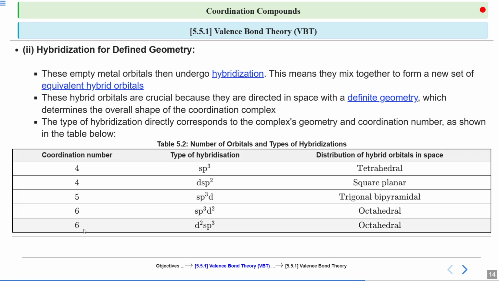And if the coordination number is the same, 6, but the type of hybridization is d2sp3, 2d orbitals, 1s and 3p, then the distribution of hybrid orbitals in space will again be octahedral. So this is the table showing the types of hybridization which directly correspond to the complex geometry and the coordination number. So these are the geometries that are present for these hybrid orbital distributions in the space, and they reflect the geometry of the complex compounds, right?